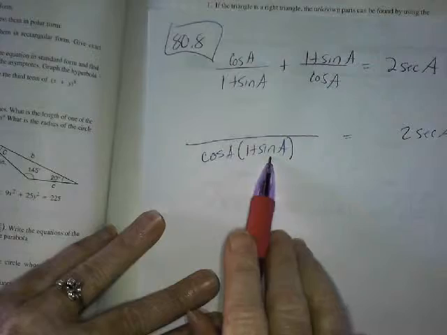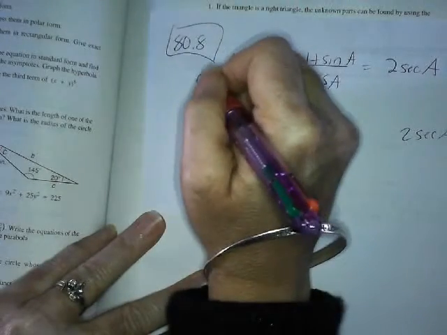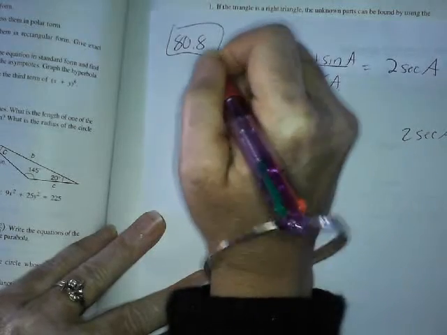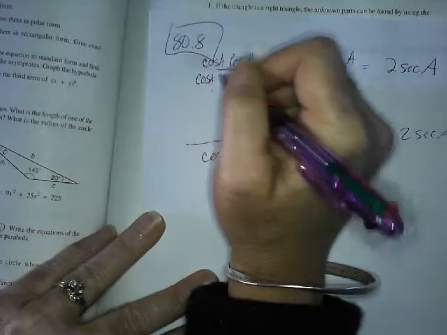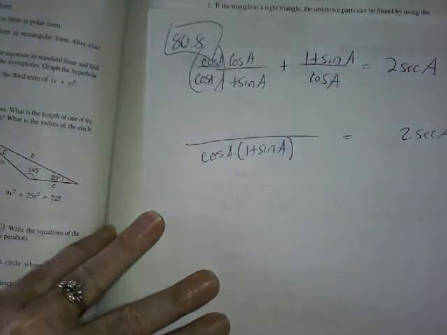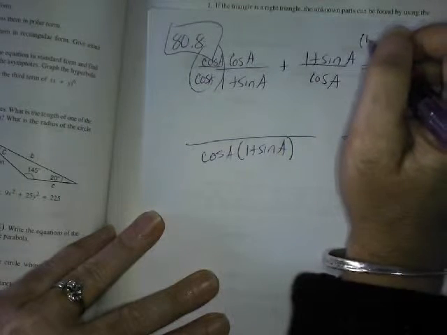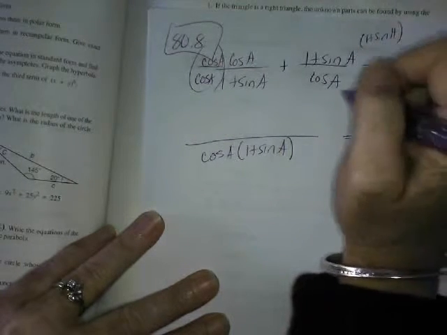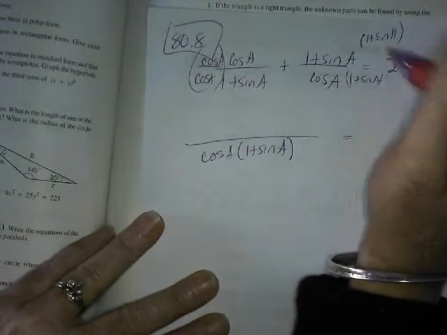So common denominator, so that means I'd have to multiply the top and the bottom of this by cosine A. I think I messed it up and multiplied it by 1 plus sine A again. Okay, I'm multiplying by that. And then this one's getting multiplied by 1 plus sine A over 1 plus sine A. This is the messiest thing ever.